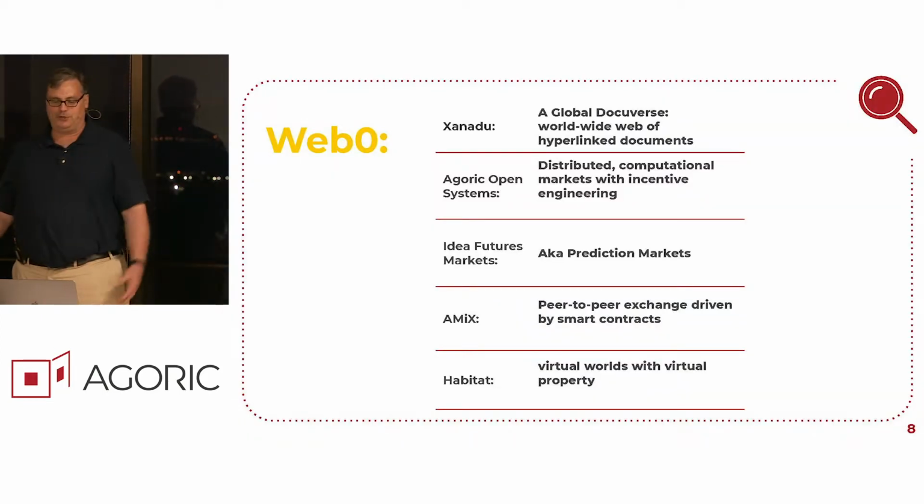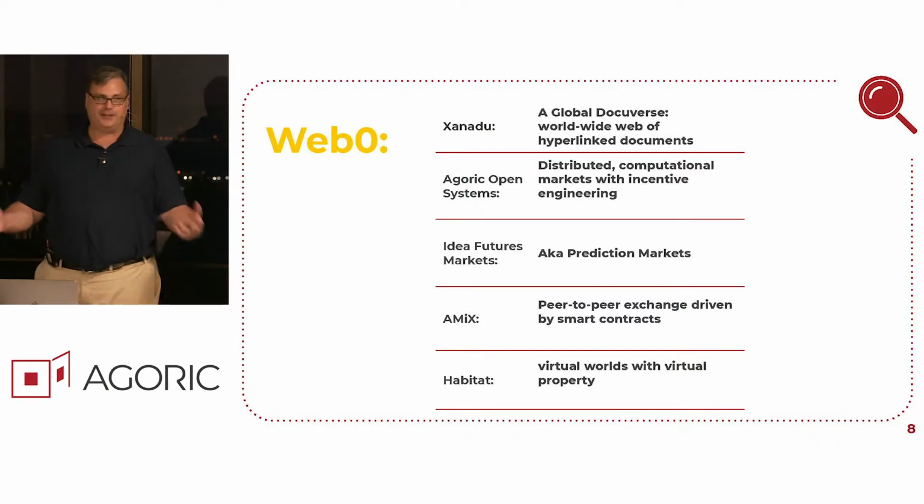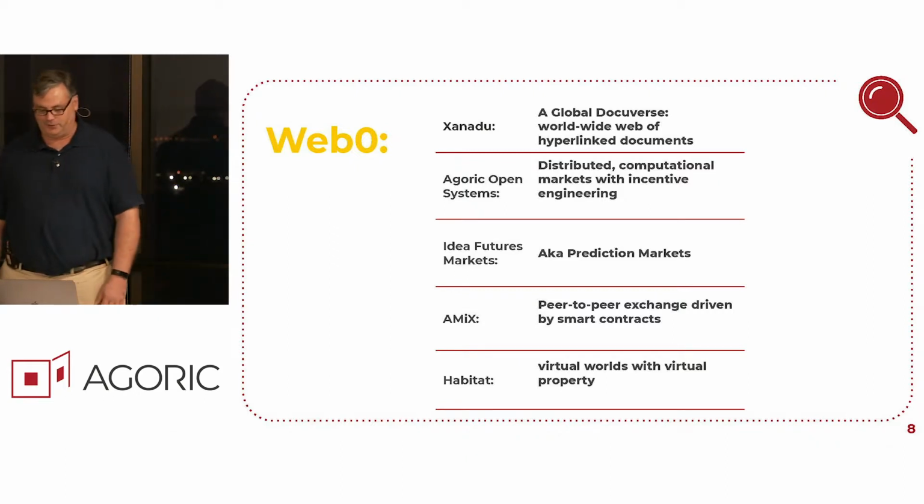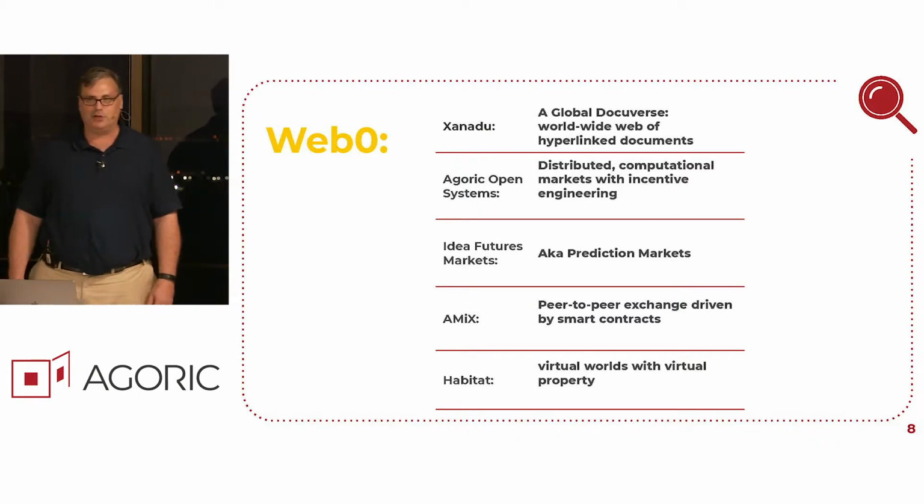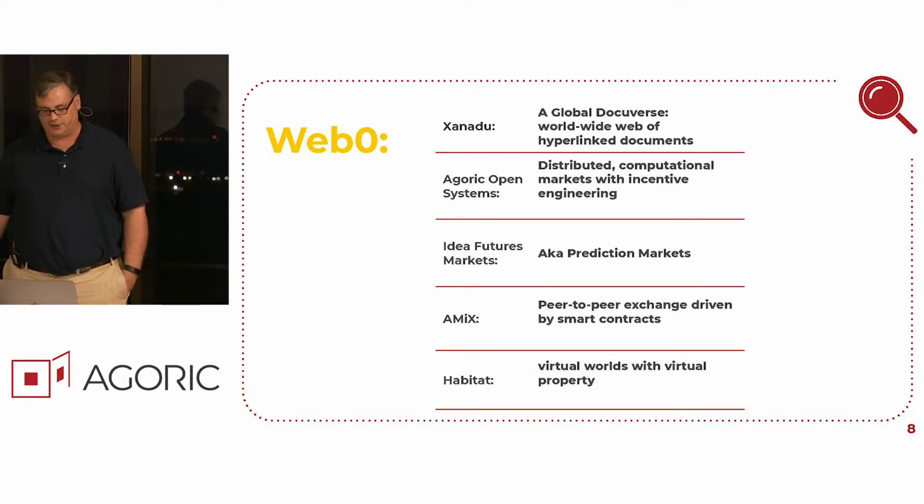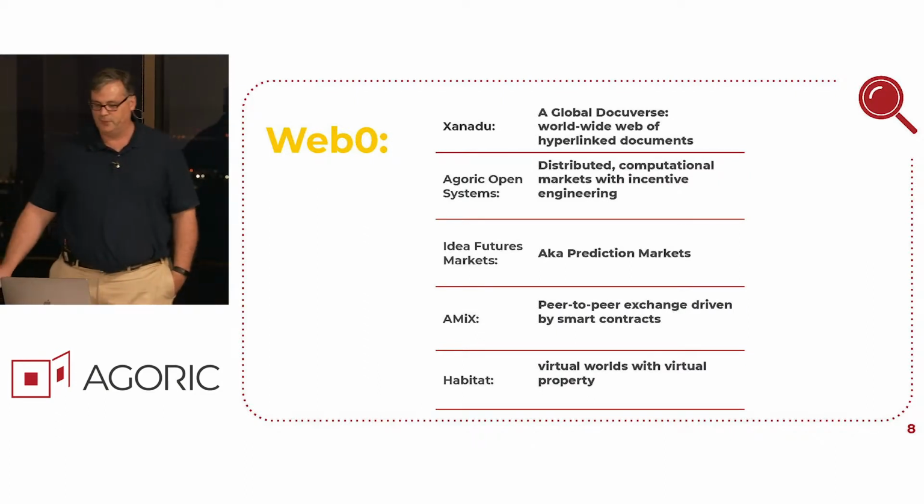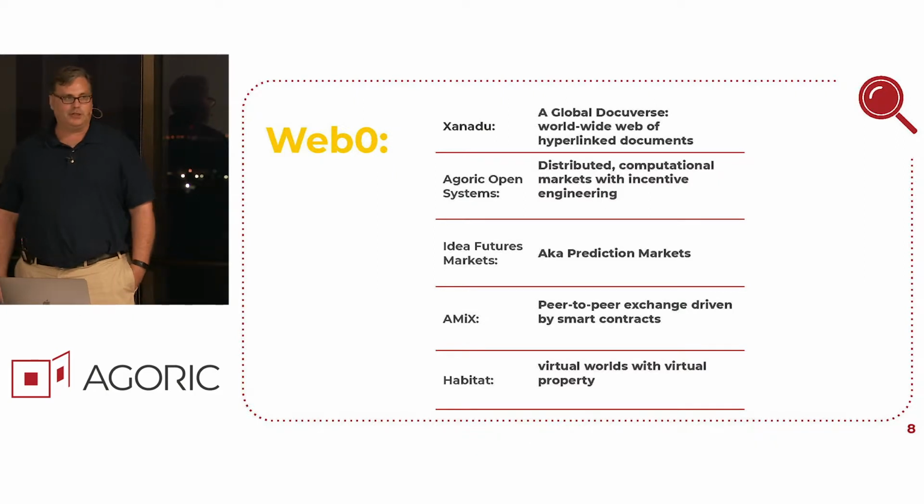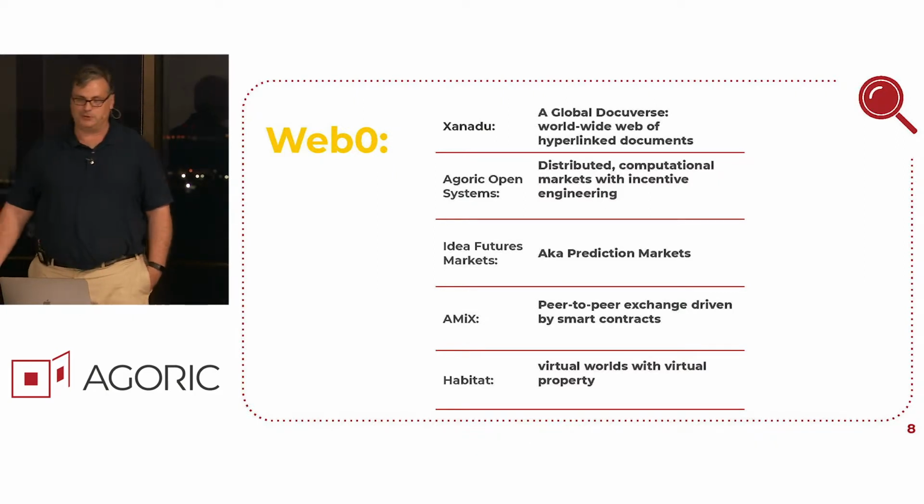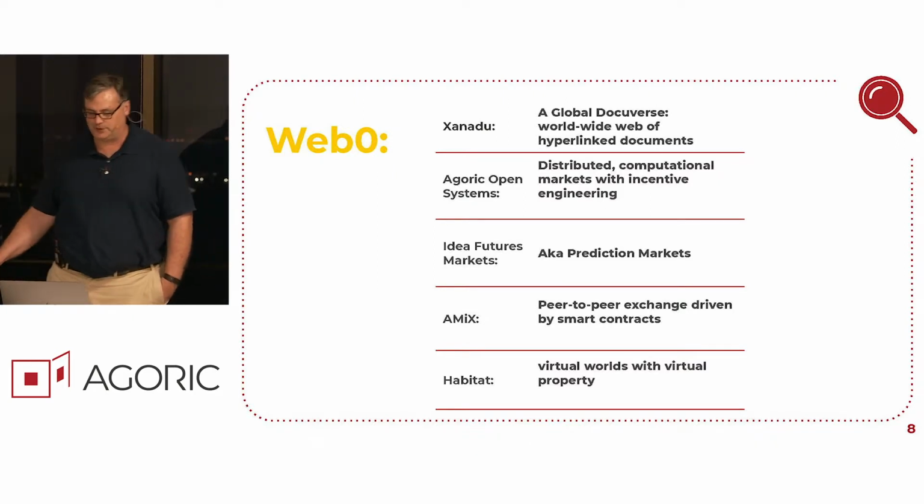So what do I mean by Web Zero? What did I see there? Well, I saw many fascinating things, and I won't be able to touch on more than a few of them. But I really want to highlight five of them that I think are relevant to the story of smart contracts. First, Xanadu was trying to build the global docuverse, which was really a worldwide web of hyperlinked documents. This was, of course, the web before there was a web.